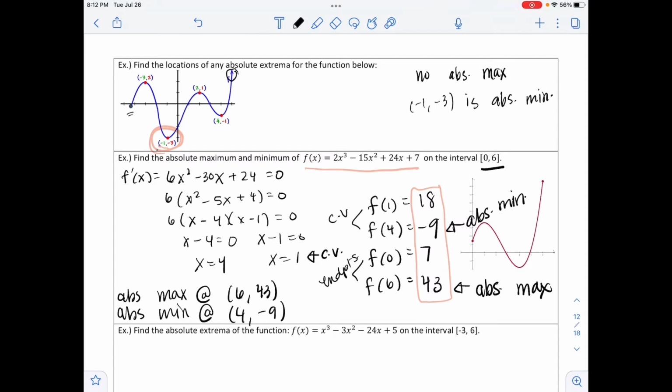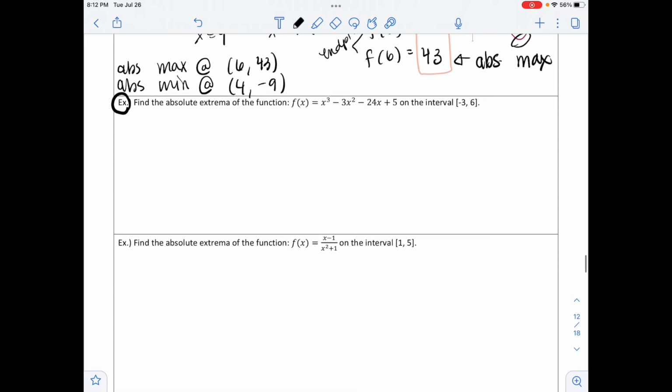For this problem, I did give us the graph, which is given to the right. And you'll notice that at 6, we get the value of 43. That's that endpoint, and that would be our absolute max. And likewise, at 4, we get that absolute min, which is at -9. So the example right below, I'm going to go ahead and circle, and we'll try this one together in class.